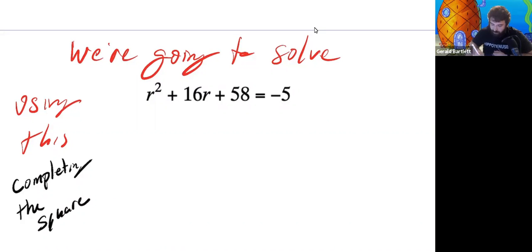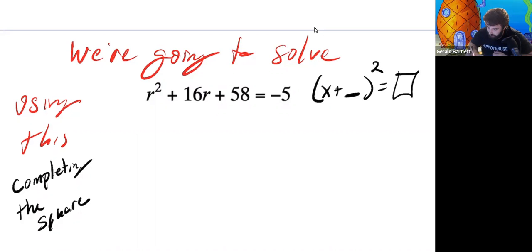Now, in this whole method, got a lot of talking on this, but the first thing I want to bring to your guys' attention is this idea of we have r squared plus 16r plus 58 equals -5. Now, if you guys did Algebra 1, Algebra 2, you learned a few methods, quadratic formula, factoring, a whole bunch of stuff. We're going to add one more to that today, and it's called completing the square. So the goal of that is to get into something that looks like x plus a number squared equals something over here. So that's our whole goal, is we're going to try to get to something that looks like this. Now I'm going to show you guys how to do that here.